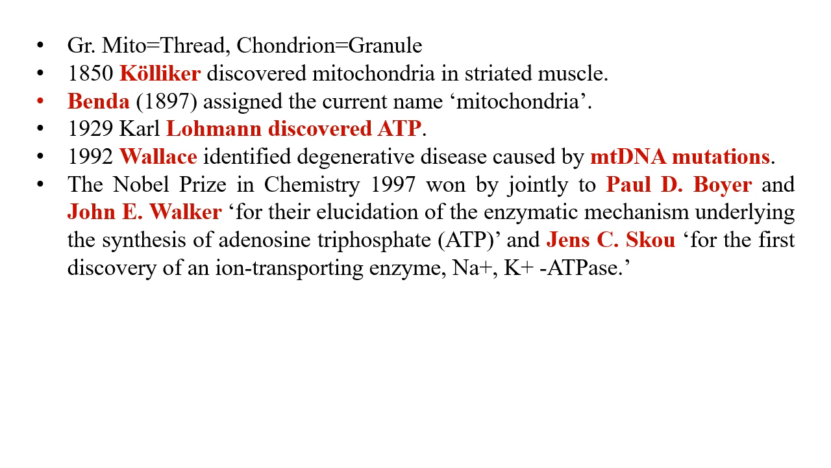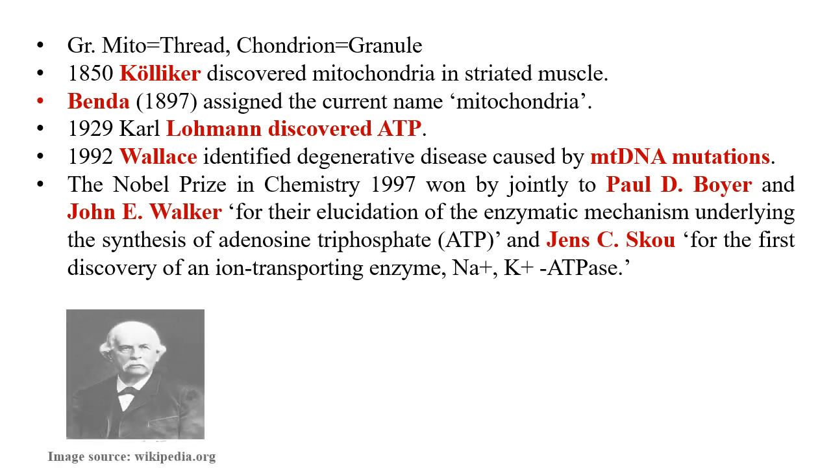Let us have a brief look at the history of discovery. The word mitochondria is inherited from Greek: mito means thread and chondrion means granule. Kölliker in the year 1850 discovered mitochondria in striated muscle cells, but he didn't name them mitochondria. It was Benda who, around 1897-98, stained mitochondria with alizarin and crystal violet. These are cytological stains, and he called them mitochondria.